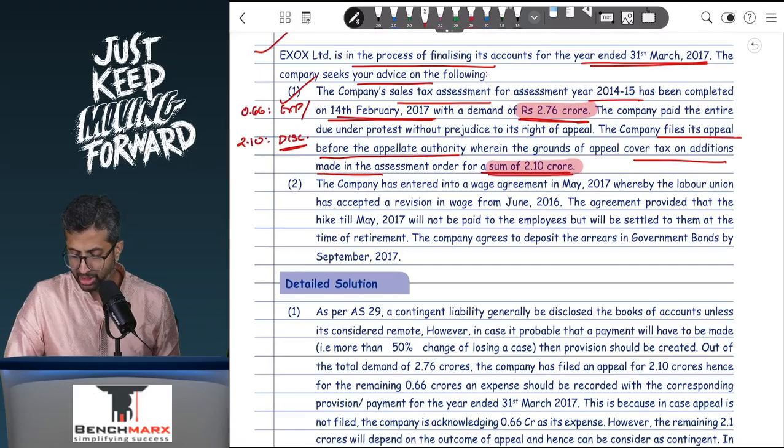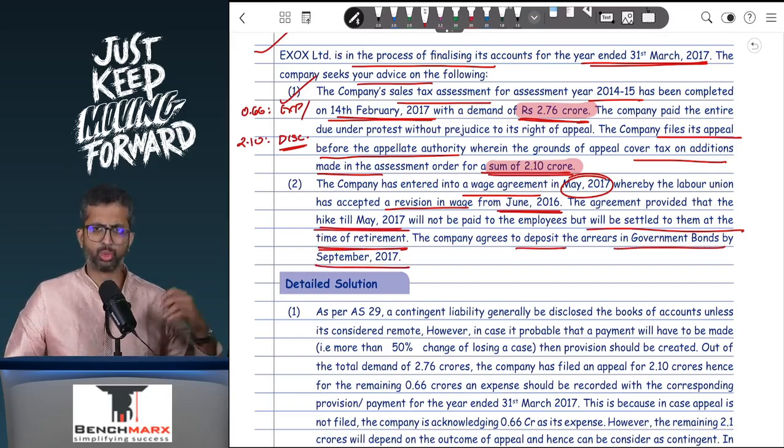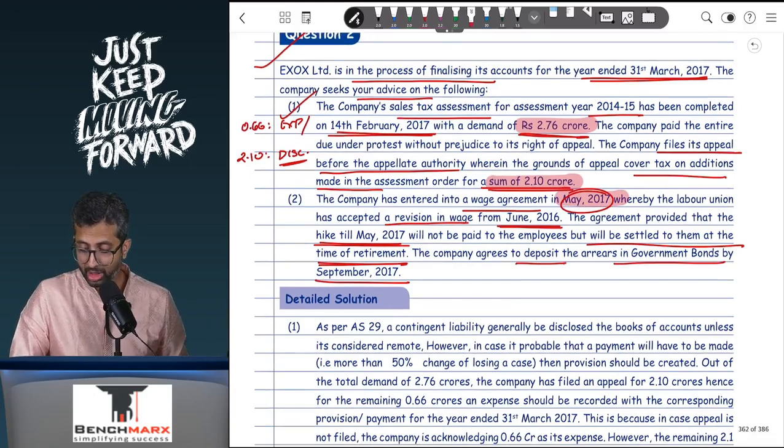Point 2, the company has entered into a wage agreement in May 17, whereby the labor union has accepted a revision in wages from June 16. The agreement provides that the hike till May 17 will not be paid to the employees but will be settled to them at the time of their retirement. The company agrees to deposit the arrears in government bonds by September 17. So what they are saying is there is a wage agreement which is entered in May 17, that is during the post-balance sheet period, but we are in the process of finalizing the accounts.